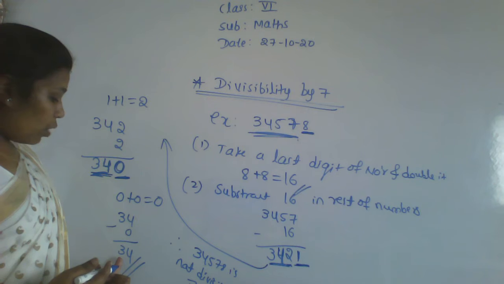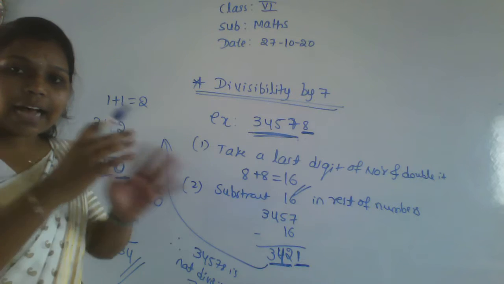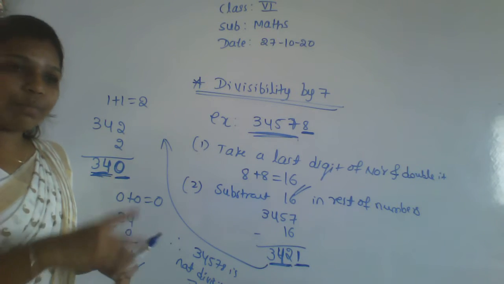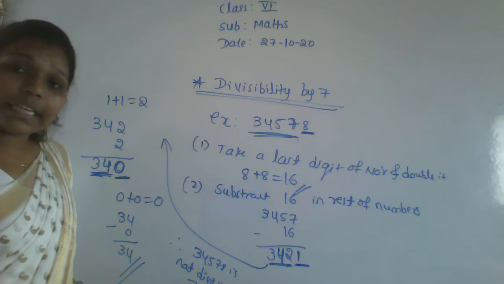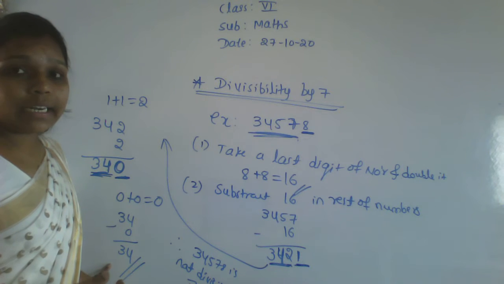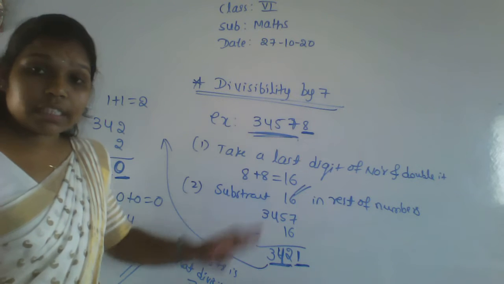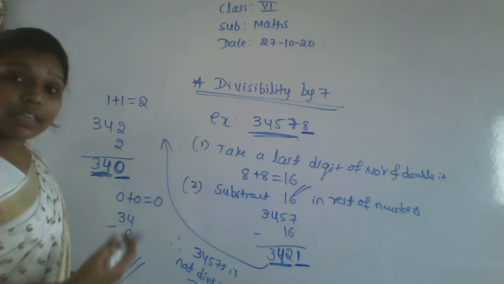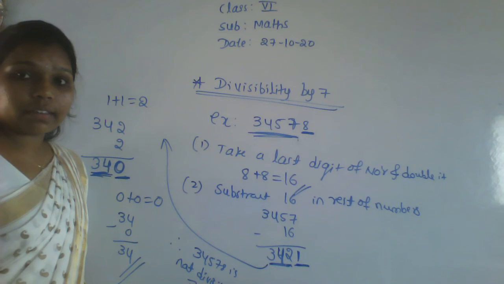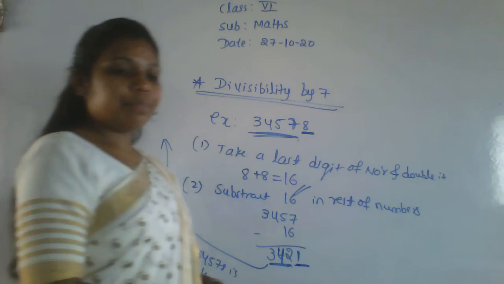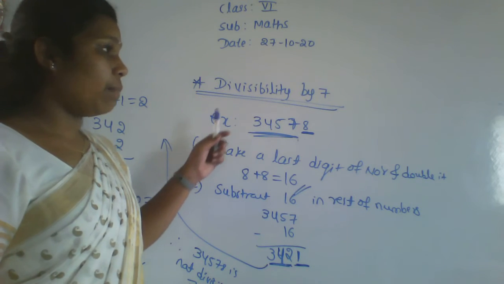That's why, until we get a 2-digit number, we have to do the same process again and again, taking the last digit, doubling it, and subtracting from the rest of the numbers. Same procedure until you get a 2-digit number. Till then we have to do it, and after that check whether it is divisible by 7 or not. If it is divisible by 7, then we can say the given number is divisible by 7. If it is not divisible by 7, then we can say that it is not divisible by 7. Getting it, right? Okay, fine. So this is the divisibility rule by 7.